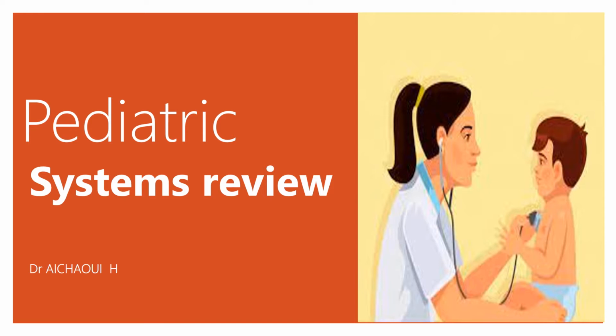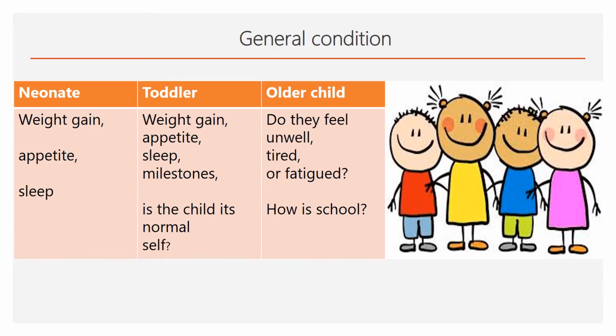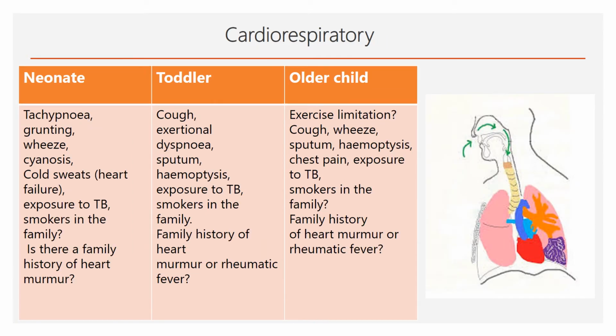Systems review at neonate, at the toddler and child. First, the general condition at the neonate: check the weight gain, appetite, sleep. At the toddler, check the weight gain, appetite, sleep, milestones. Is the child its normal self? At the older child, we will check if they feel unwell, tired, or fatigued. And how is school? After, we check the cardiorespiratory system.